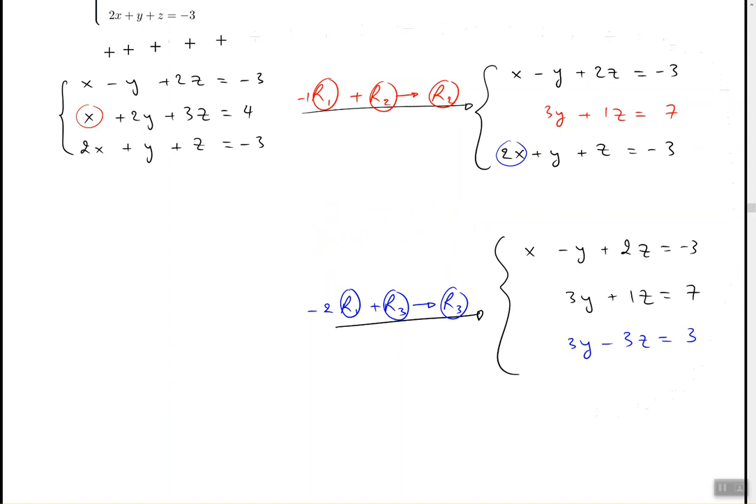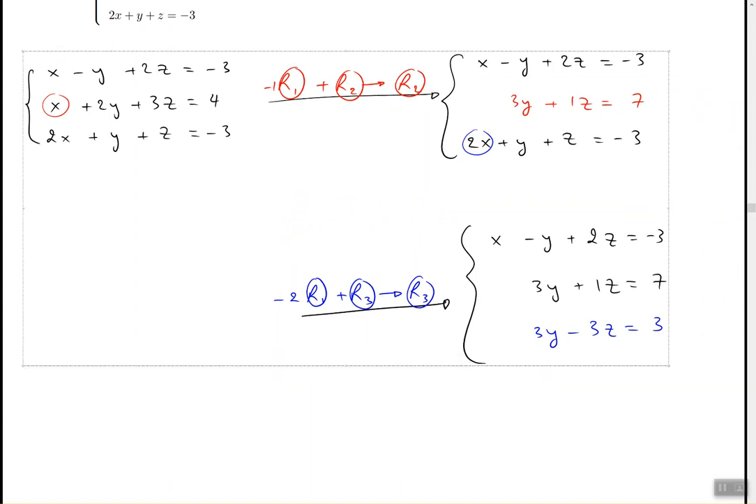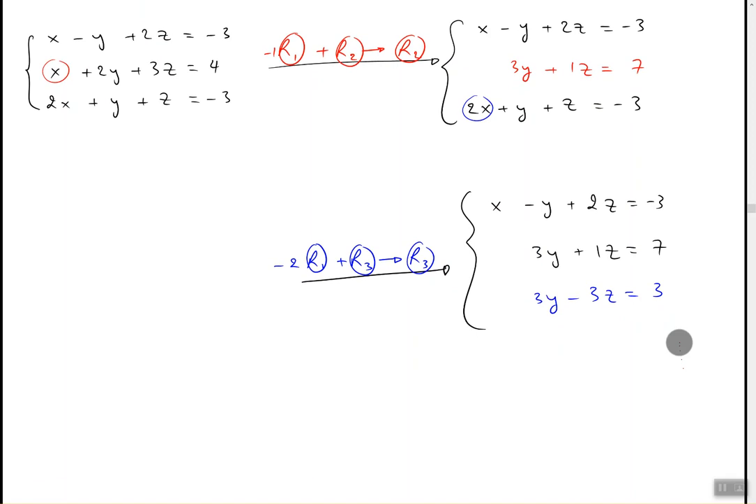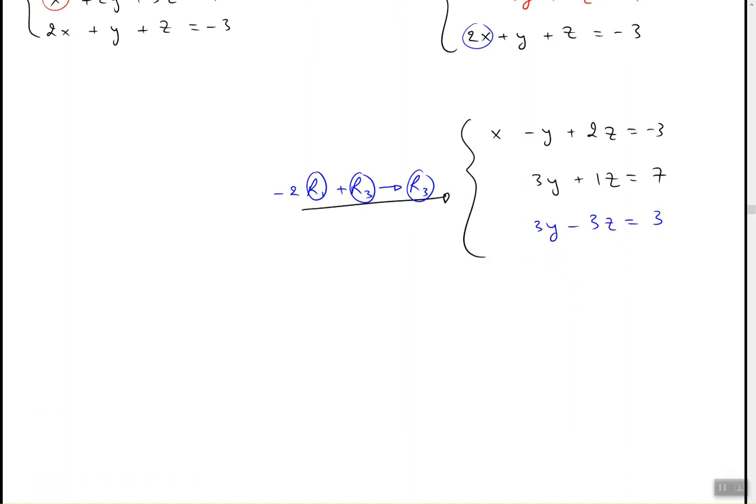So far, this is what my system looks like, and I'm going to go ahead and keep going to the next step. So what's the next step? The next step is to remove that 3y. So how am I going to do that? To do that, I'm going to multiply the middle row by negative 1 and add it to the third row.